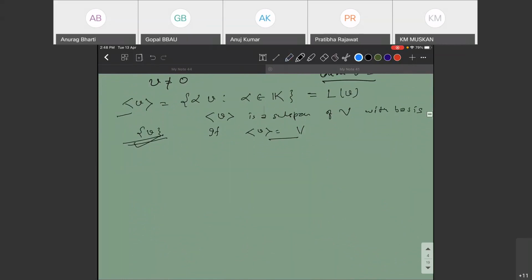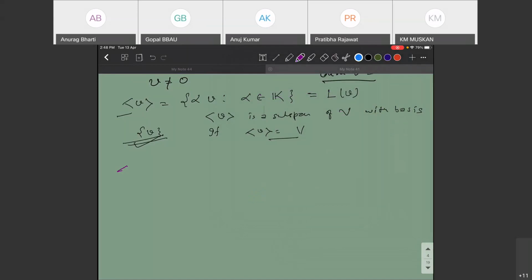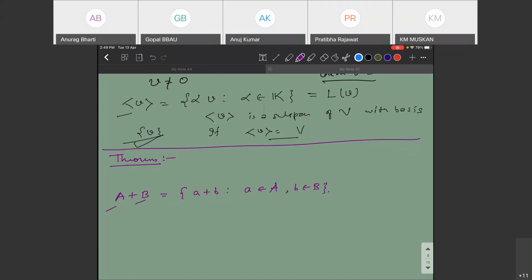Let us see another result, which is a very important result. If you remember, we had defined A plus B. So we had two sets, A and B. How did we define A plus B? A plus B is all those elements of the form a plus b, where a comes from capital A and small b comes from capital B. So we have defined this.